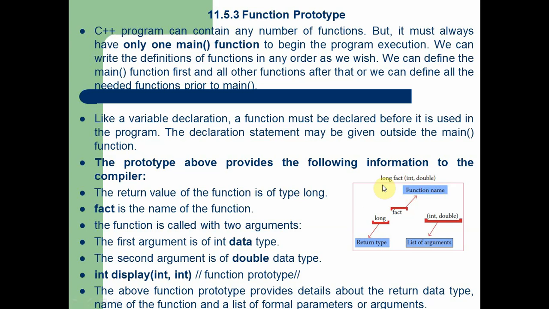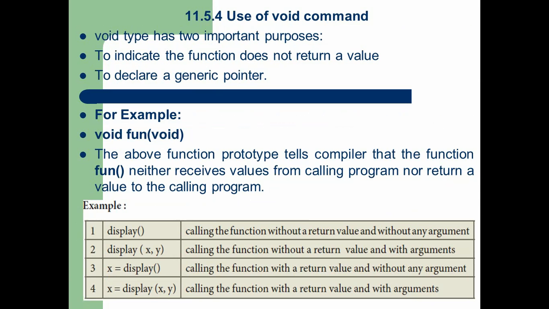So all this information, like the return data type of the user defined function, the name of the function, and the number of input arguments, is given to the compiler through prototyping. So prototyping means declaring a function. In the same way, here you can see there is another function. The output of the function is int and the function name is display, which accepts two inputs. Both the inputs are int. So in this manner, the prototype gives important information to the compiler for execution.